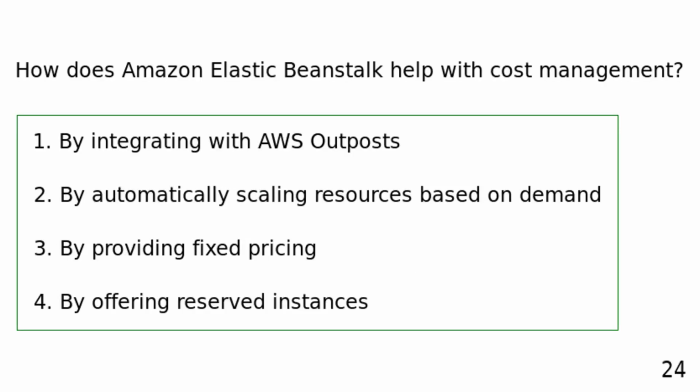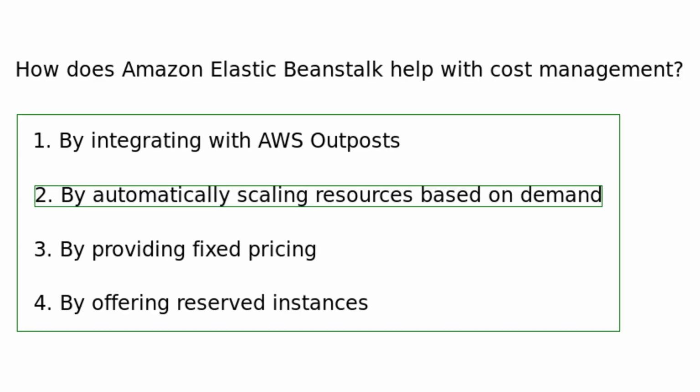How does Amazon Elastic Beanstalk help with cost management? By integrating with AWS Outposts. By automatically scaling resources based on demand. By providing fixed pricing. By offering reserved instances. Elastic Beanstalk helps manage costs by automatically scaling resources based on demand, reducing unnecessary expenditure.